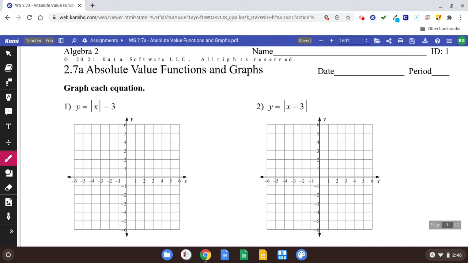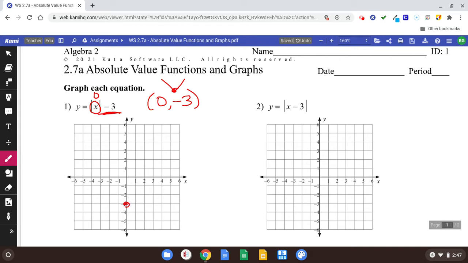What I would recommend you do is look inside the bars. That's going to indicate your left-right shift. But I like to think of it as what number is going to make 0 inside the bars. And in this case, in this example, it's just 0. And then we talked about transformations before. This number indicates you're shifting down 3. But you put those two things together and you've got the vertex of the V-shape. So your V-shape is going to have a vertex point at 0, -3.